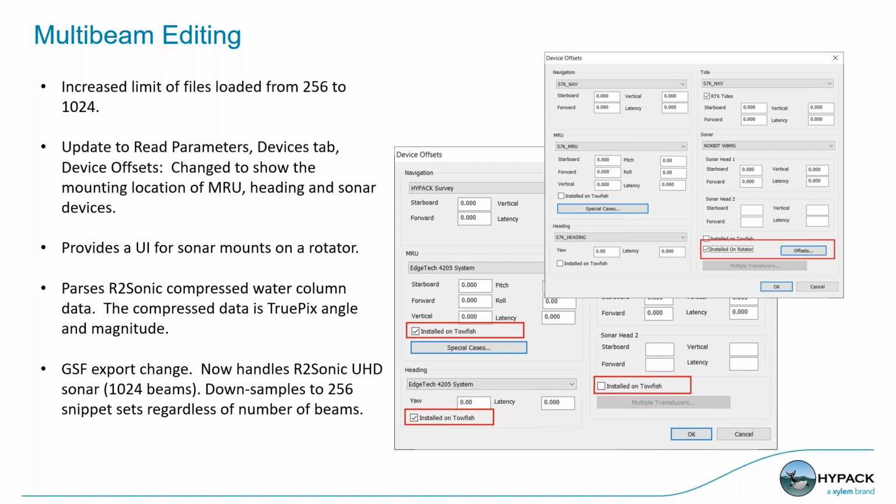And a quick remark about increasing the file limit from 256 to 1024. I guess it comes from the day when we were like, who in their right mind would load 256 multi-beam files in the editor? And well, we've gone way beyond that now. So, yep, it's just a different day and age right now.